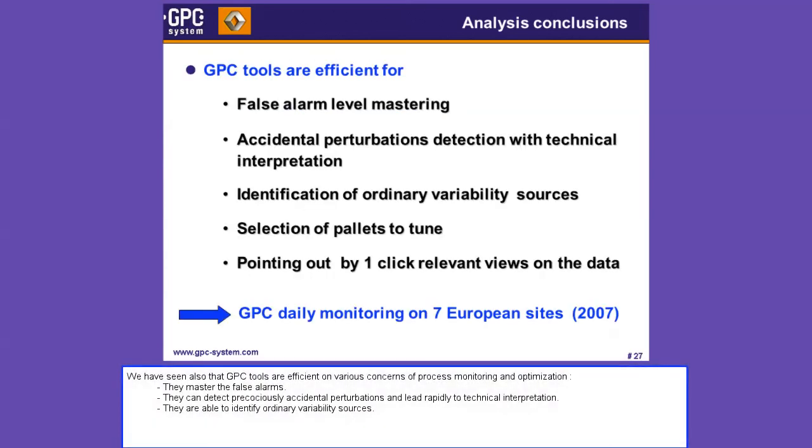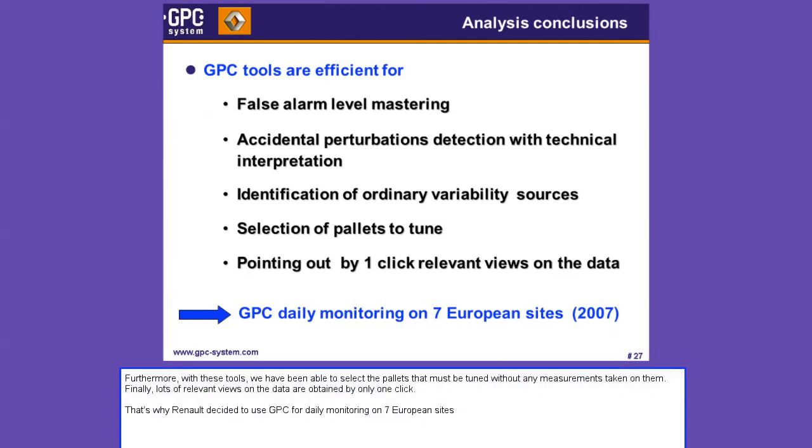We have seen also that GPC tools are efficient on various concerns of process monitoring and optimization. They master false alarms. They can detect precociously accidental perturbations and lead rapidly to technical interpretation. They are able to identify ordinary variability sources. Furthermore, with these tools, we have been able to select the pallets that must be tuned without any measurements taken on them. Finally, lots of relevant views on the data are obtained by only one click.